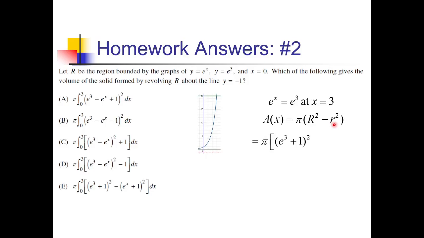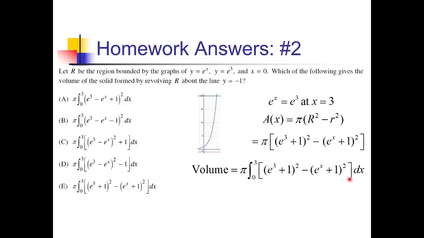Now for my smaller radius, that's the distance from the inner part of the bounded region to this line. So that's going to be the e to the x function minus -1, or e to the x plus 1. So this is everything that I need to plug in to my integral. I'm going to be going from 0 to 3. And because I have this pi being multiplied by all this stuff, I can take that outside the integral and just leave the rest of this stuff inside, like so.